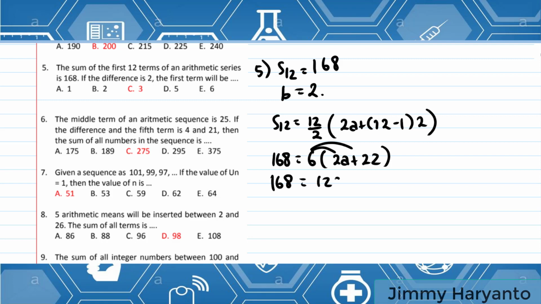168 equals 12a plus 132. Minus it, 168 minus 132 will become 36 equals 12a. a equals 3. There we go, we have a. And then the question wants us to find the first term. The first term is 3.